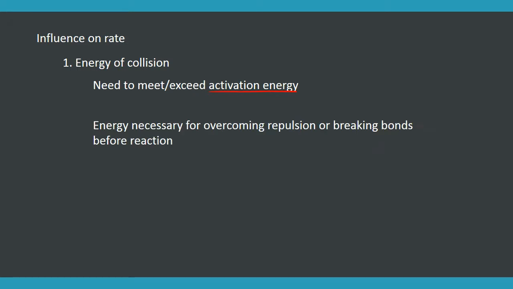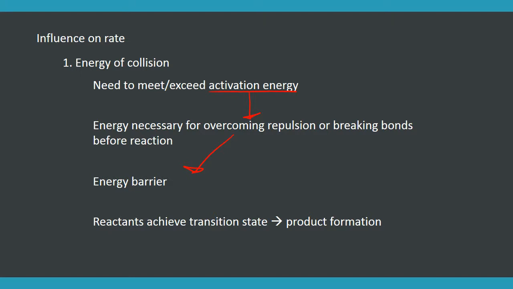So we get to that activation energy, and that is going to be necessary for overcoming any repulsion that is occurring or breaking bonds before a reaction is going to take place. Therefore, those atoms or those molecules need to overcome that energy barrier. And once they do that, the reactants achieve a transition state. And during that transition state, you start to get product formation because you have broken any bonds that you need to, and that allows those atoms to be available to allow those bonds to form.